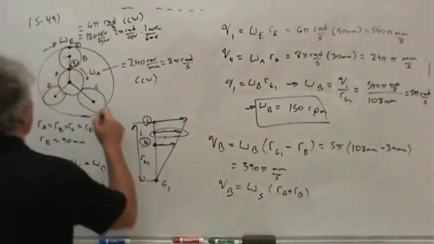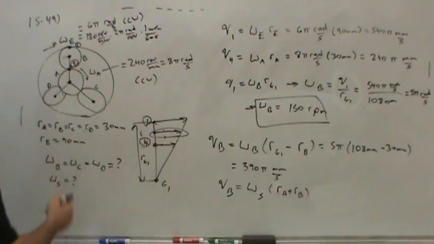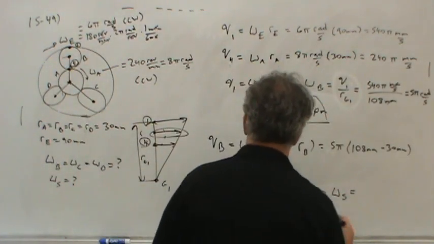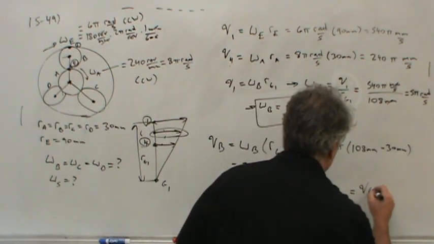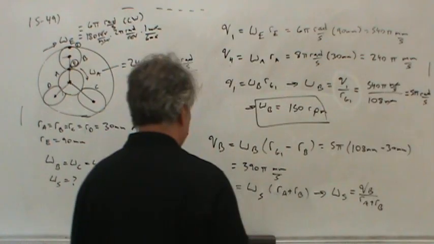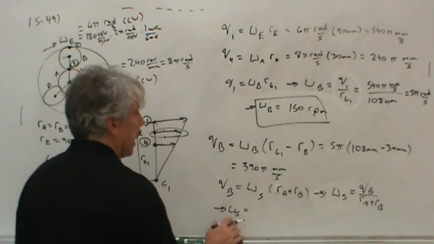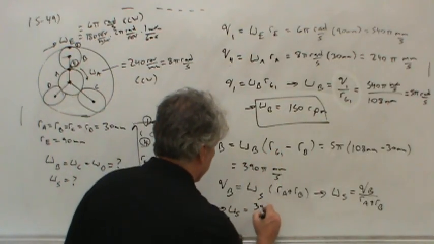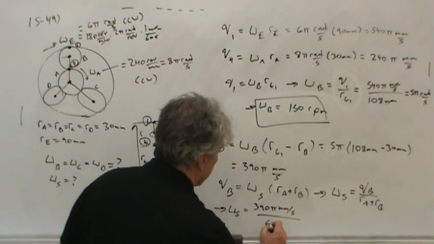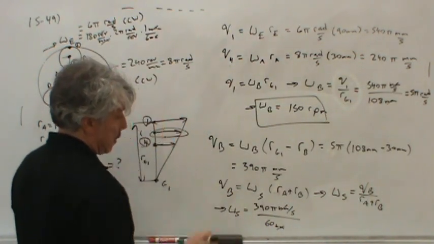So like I said, I wanted to talk about the velocity of B on the spider. That's why I'm using the distance RA plus RB. There we go. So if we then solve for the angular speed of the spider, which is what we wanted, it would be the velocity of point B divided by RA plus RB. There we go. And so the angular speed of the spider would be 390 pi millimeters per second, all divided by 60 millimeters. Now that we should be able to do in our heads.